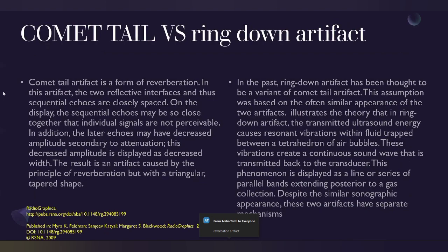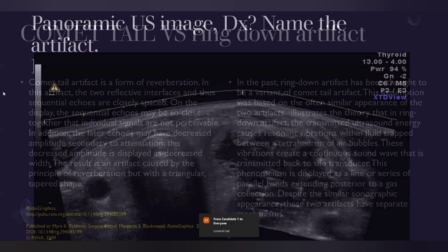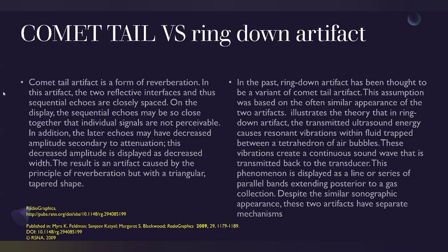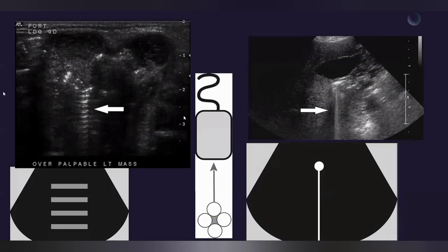tail artifact. There are two types of similar artifacts. One is comet tail artifact, the other is ring down artifact. They both come in the category of reverberation artifacts. Ring down was previously thought to be a variant of comet tail, but they are completely different in pathology, etiology, and cause. The ring down artifact happens because of gas shadowing, which is dirty shadowing, an echogenic line, while the comet tail has several areas of reverberation behind it. I'll just briefly skip; you can read about this. So this is the comet tail artifact, with multiple bright and black lines, while the ring down is more continuous with the dirty shadowing.